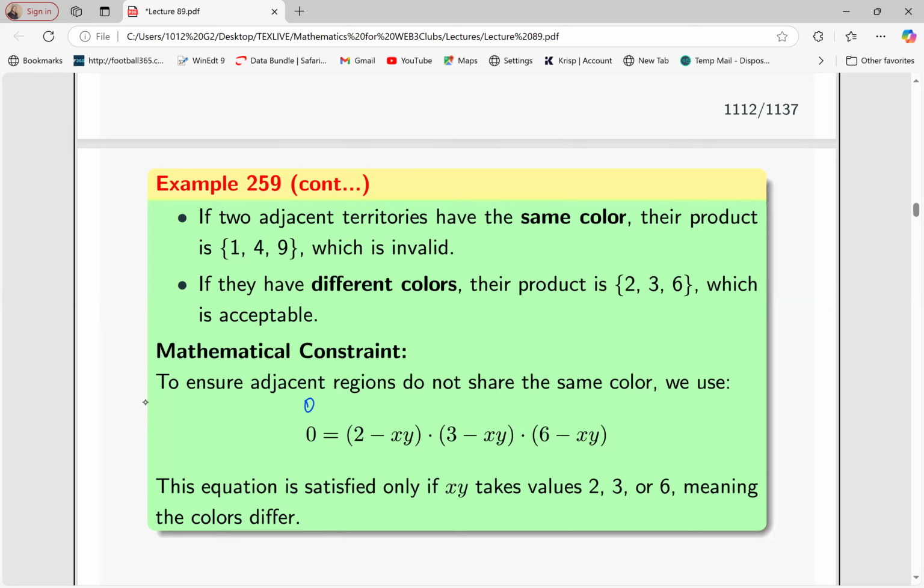Now, remember the equation. The equation for assigning colors was 1 minus territory multiplied by 2 minus territory multiplied by 3 minus territory. This was for assigning colors. Now, the equation for ensuring that no two neighboring regions have the same color is this. You can see this is a product, as we've seen from that table. We've just modified this equation a bit. We are still using the first one for assigning colors, but we now use this one for ensuring that we do not have two neighboring regions with the same color.